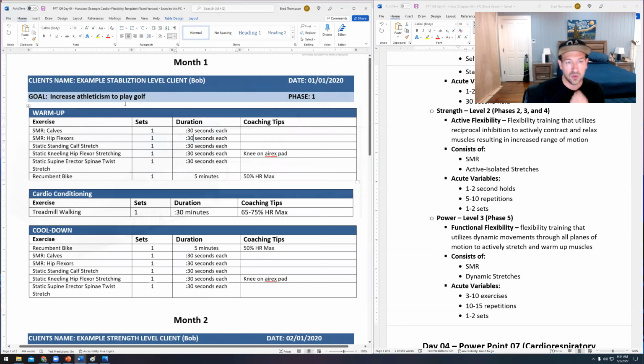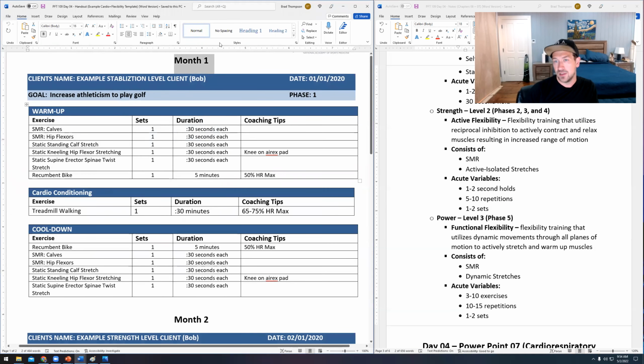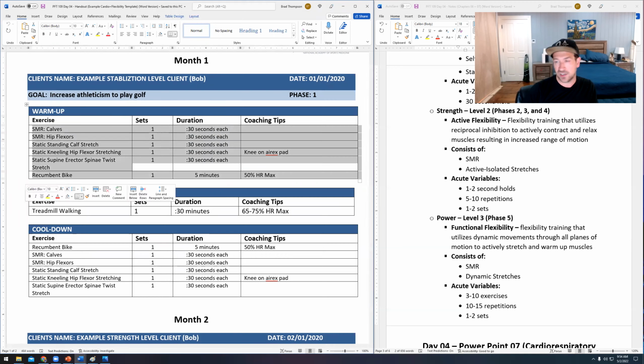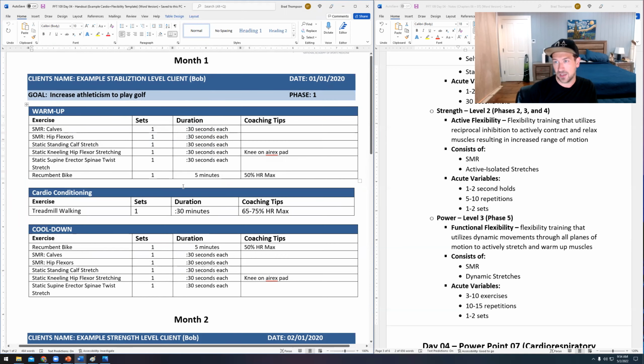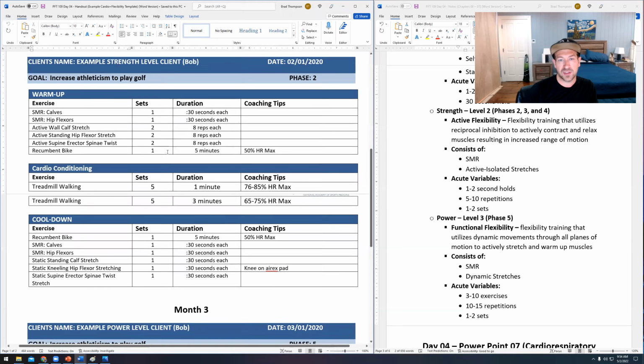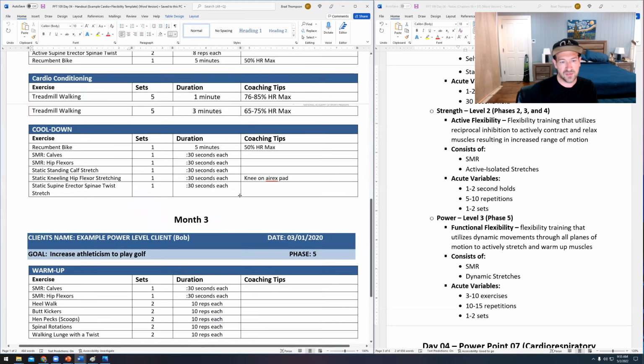So let's look at our example workout here. Let's take a look at Bob. Here's Bob's month 1. It was all the static stretches. He's got tight calves and tight hip flexors and a tight low back. So now I go into month 2. That's phase 2.